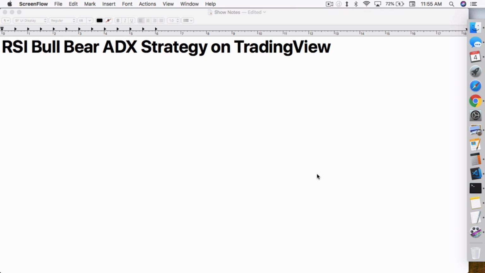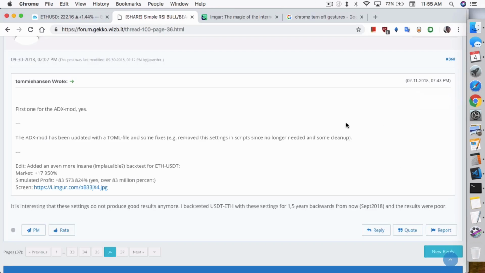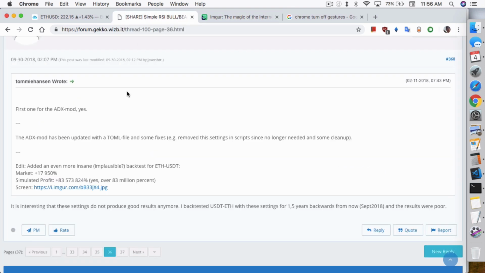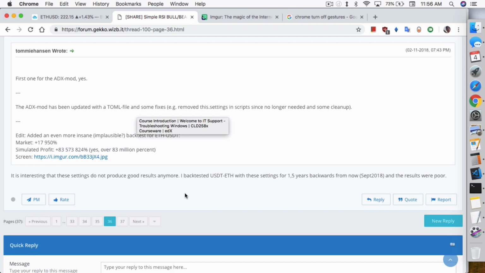For people that are not familiar with the RSI Bull Bear ADX strategy, it got really famous on the Gekko forums back in the day. I think Tommy Hansen is the guy that wrote up the strategy. He posted a screenshot showing that a backtest of the ETH/USDT trade pair would make a simulated profit of 83 million%. That's what got people so fanatic about the strategy. But a forum member, Jason BTC, recently pointed out that this strategy doesn't work anymore. It basically doesn't produce good results.